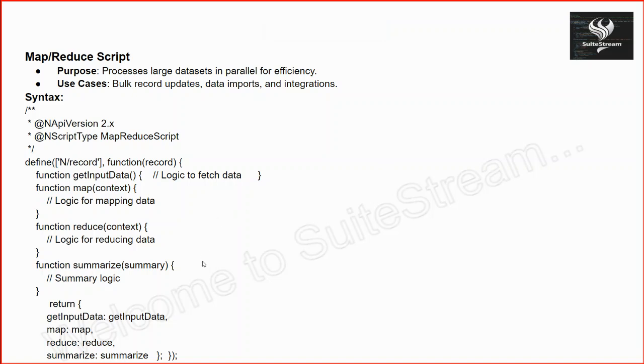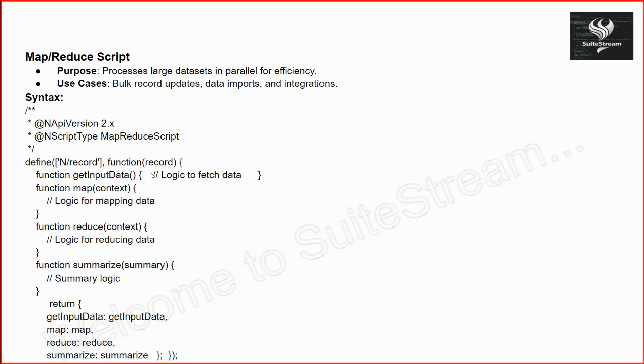Each function has its own job. In the getInputData function, we define our requirement: it will retrieve the data from NetSuite, fetch the data, and hand it over to the map function. Basically, in the getInputData function we define the logic of how we can retrieve the data and how we can send the data to the other functions.